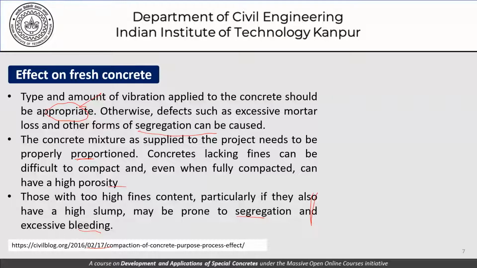We are trying to put forward to you issues which are related to the effect of vibration as far as the properties of fresh concrete is concerned. And a lot of this you can educate yourself through experience, keeping the kind of things that are being mentioned here in mind.